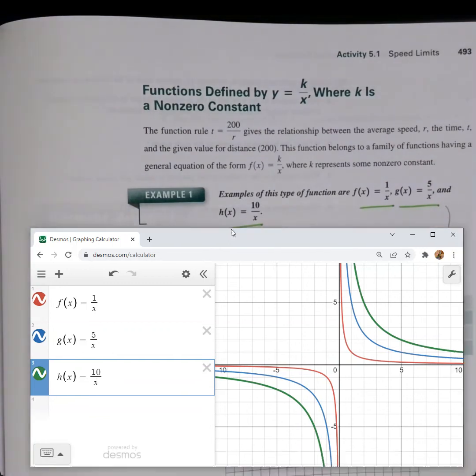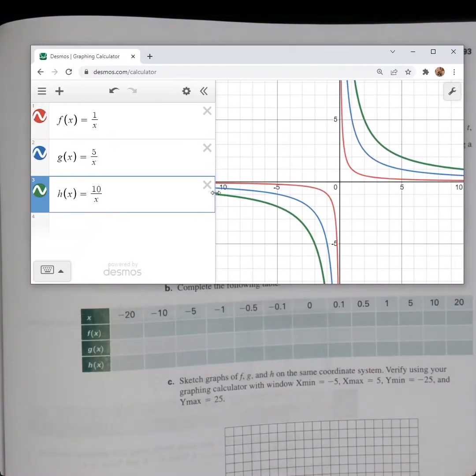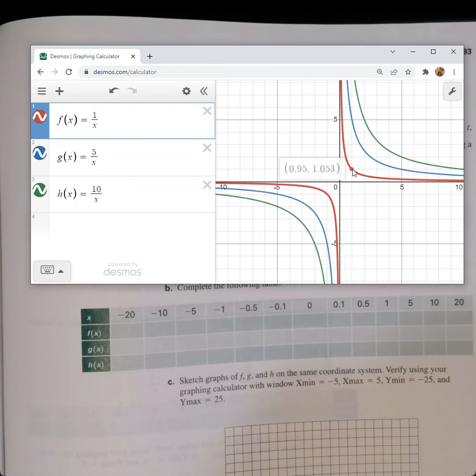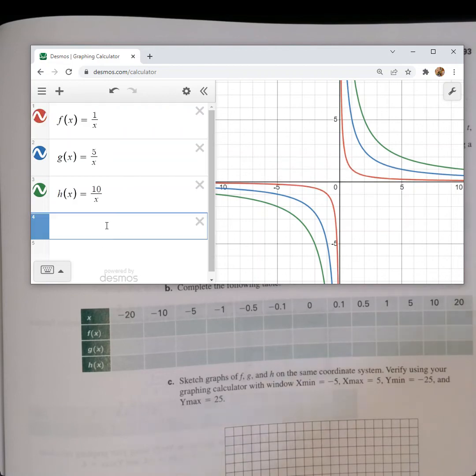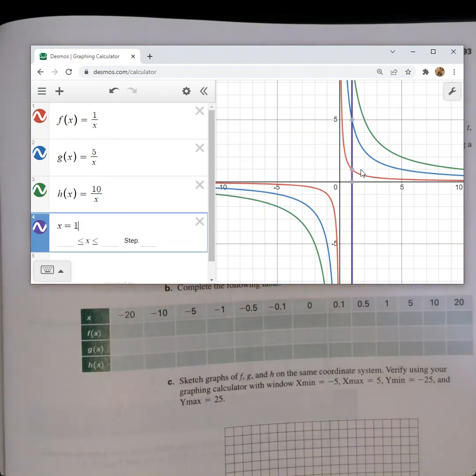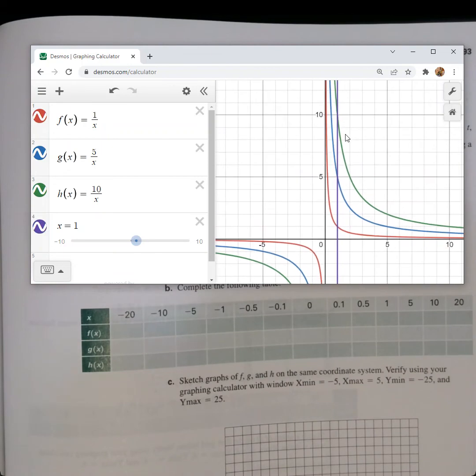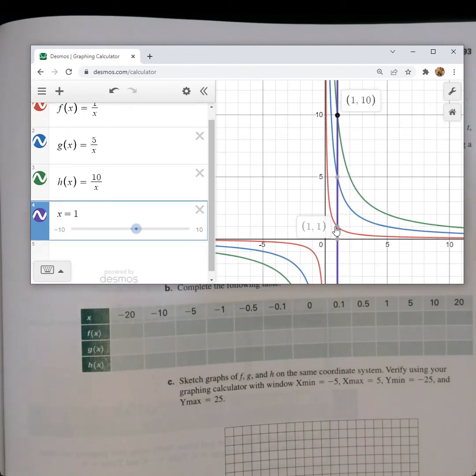Okay, so those are some interesting shapes. What I see about these is that the 1 over x is the innermost. For the 5 over x, what happened is that each output value got a little bit higher. So for x equals 1, I will just draw an x equals 1 line to see it. The output value was at 1, the output value is at 5, and the other one is up here at 10. So it's making the output value larger when you have a larger number on the top.